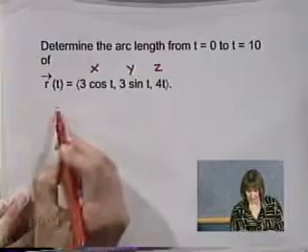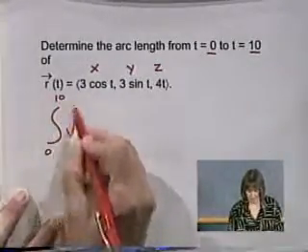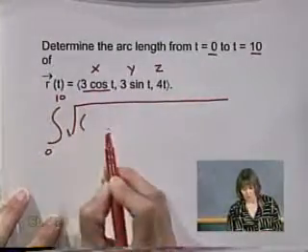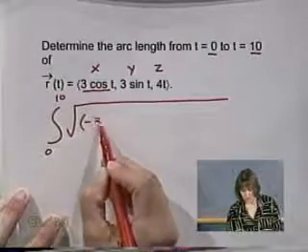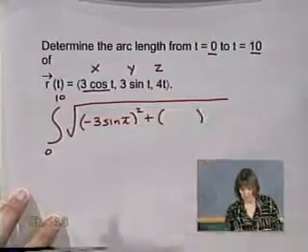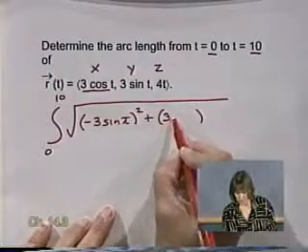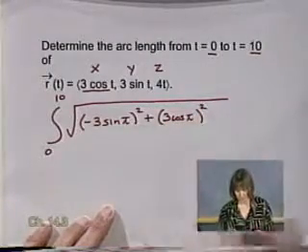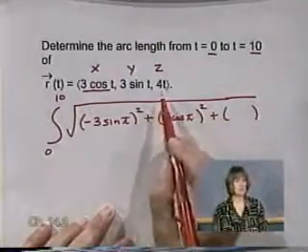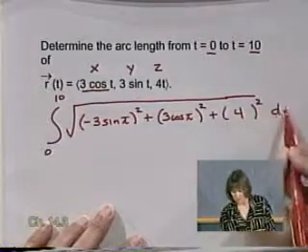So my arc length is going to be the integral, as t ranges from 0 to 10, of the square root of, and first I have to figure out what's dx dt. Well, let's see. Derivative of cosine is minus sine, so this is going to be minus 3 sine t squared plus, then I have to get dy dt. Well, if y is 3 sine t, its derivative is 3 cosine t, quantity squared, plus, what's dz dt squared? Well, let's see. z is 4t, derivative of 4t is 4, so it would be 4 squared dt.